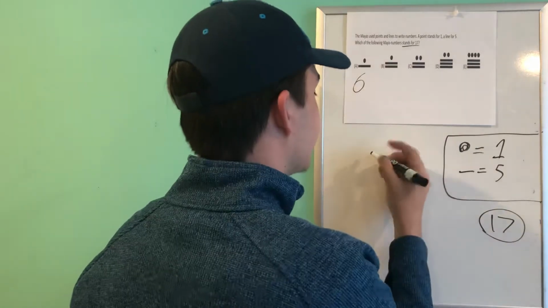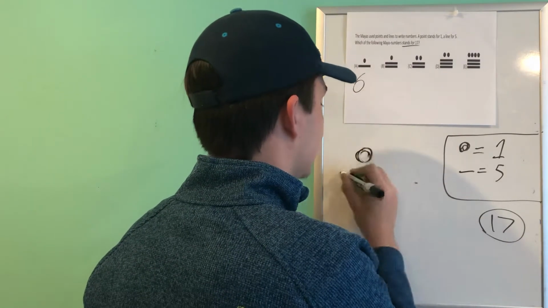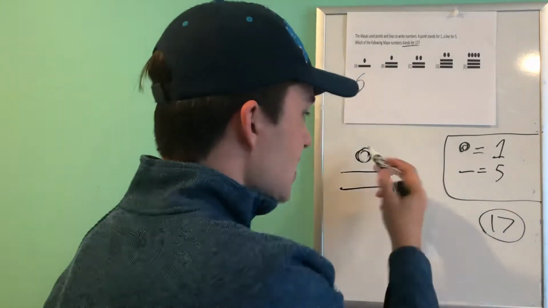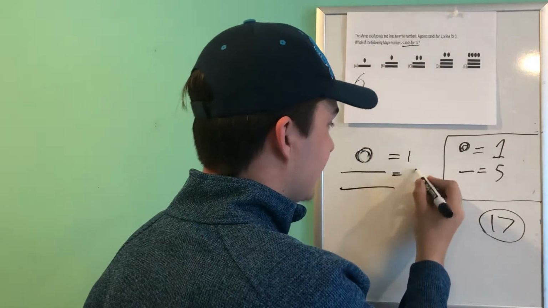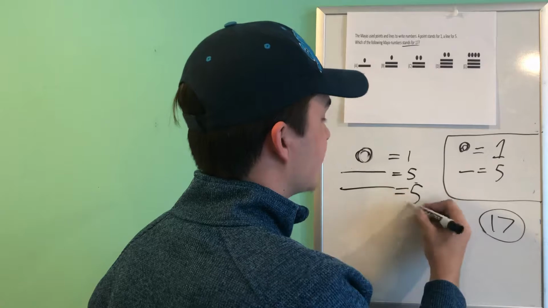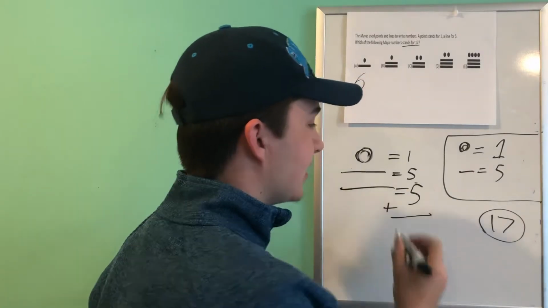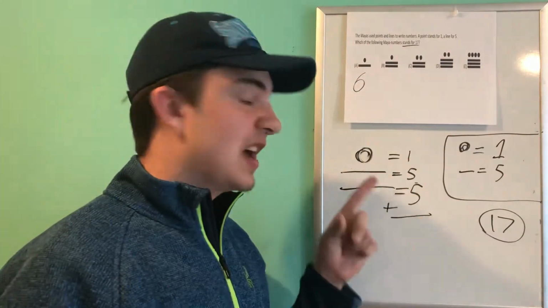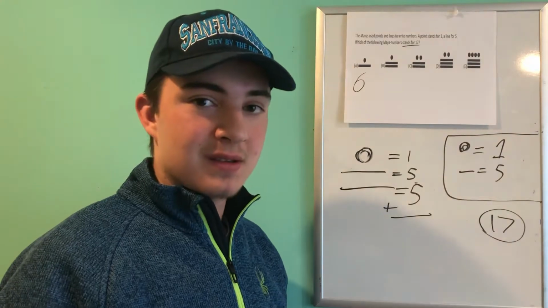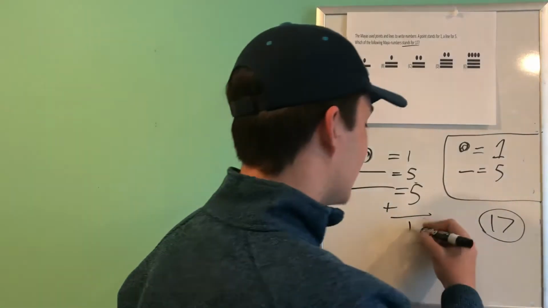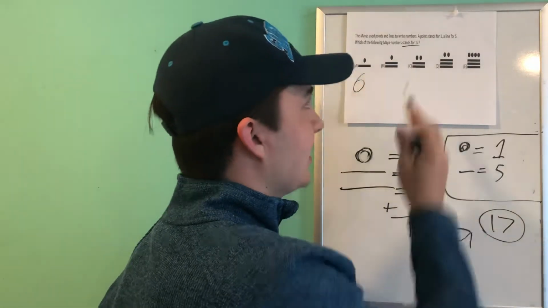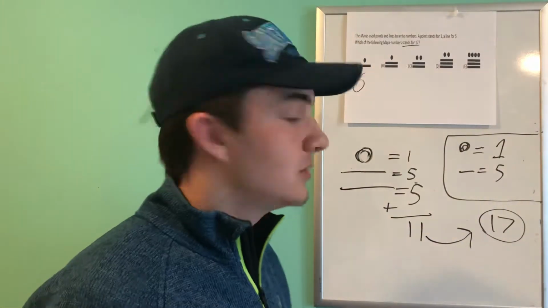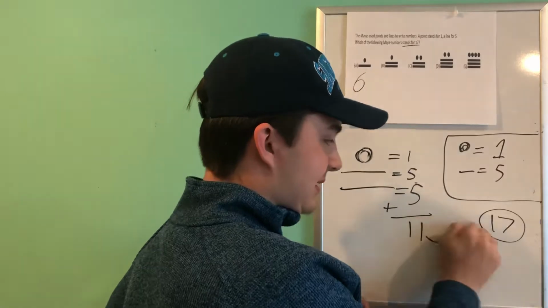Let's draw it out first. Dot, line, line. What is a dot equal to? It's 1. A line is 5. And this line is 5 as well. So now let's add those together. What's 1 plus 5 plus 5? That's 11, right? So 1 plus 5 plus 5 is 11. Is 11 equal to 17, what we're supposed to get? No, it's not. So it can't be 2 either.